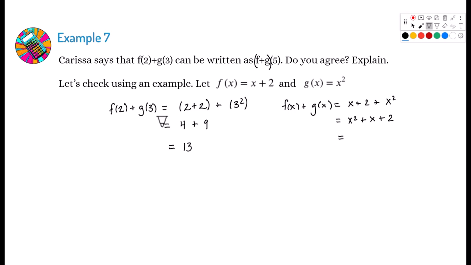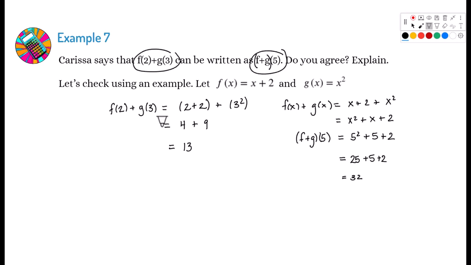Well, here we have this. So if we wanted to say f plus g of 5, we're going to substitute our 5 in here. And you already might see that this is definitely not going to equal 13 with that 5 squared there. That gives us 25 plus 5 plus 2, which gives us 32. And therefore, you can see that this does not equal that.